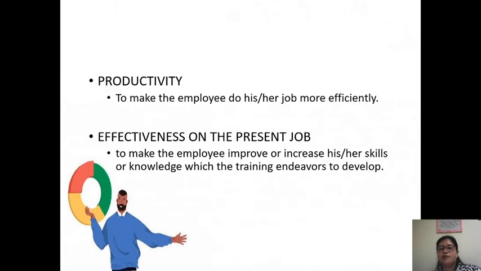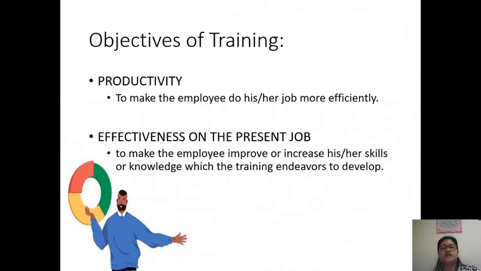Another is productivity. So productivity is one of the objectives of training staff or personnel. Productivity is to make the employee do his or her job more efficiently. So that is why personnel are trained, especially new personnel, for his or her specific job. Although he or she has a background, to improve his or her skills and knowledge about the job given to him or her, he or she should undergo training.